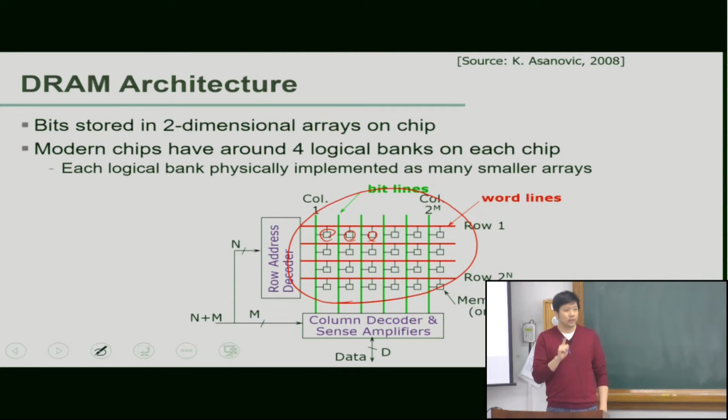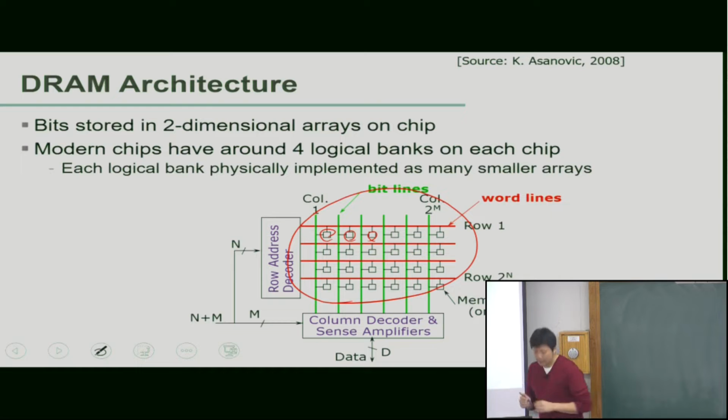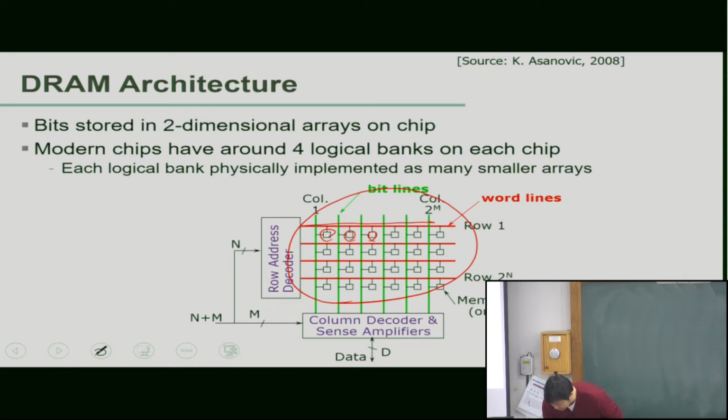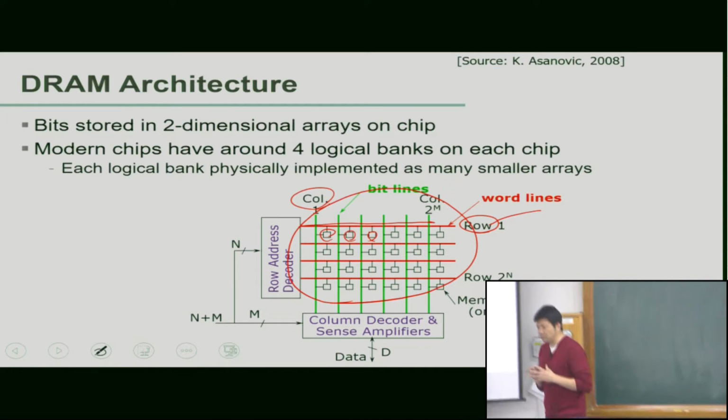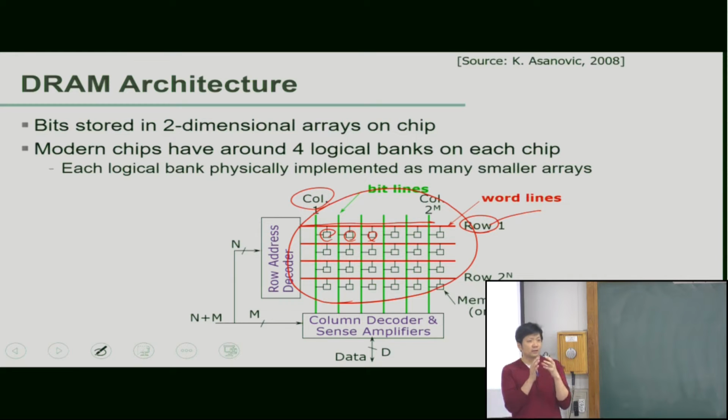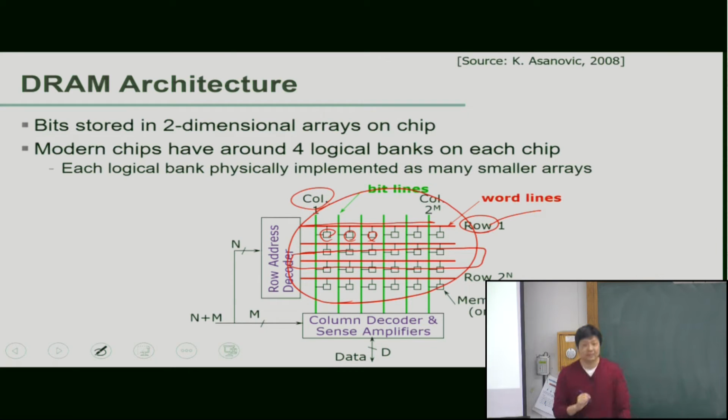So one cell can store 1 bit of information. And we have a 2-dimensional array. By the way, this is called a row, and this is called a column. If you want to access a specific cell, you need to provide both a row ID and a column ID. Whenever you access a DRAM, you first provide a row address to the DRAM, then that entire row will be selected.